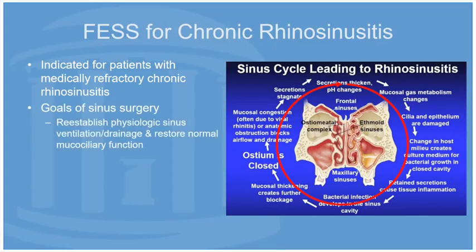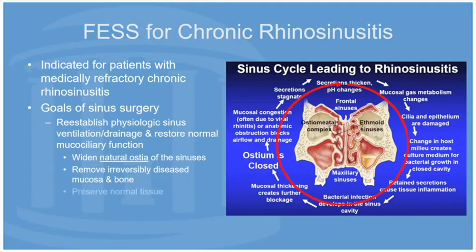So the goals of sinus surgery are basically to try to reestablish physiologic sinus ventilation and drainage and to restore normal mucociliary function. And this is done by attempting to widen the natural ostia of the involved sinuses, by removing any irreversibly diseased mucosa and bone, which could potentially serve as a nidus for continued inflammation, and finally, by leaving intact, whenever possible, healthy mucosa to preserve normal mucociliary function.